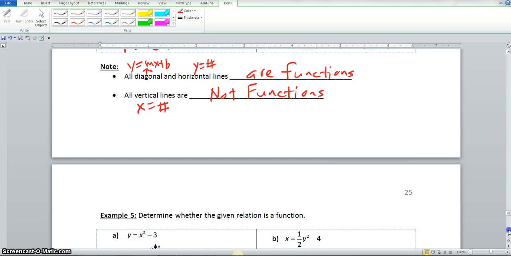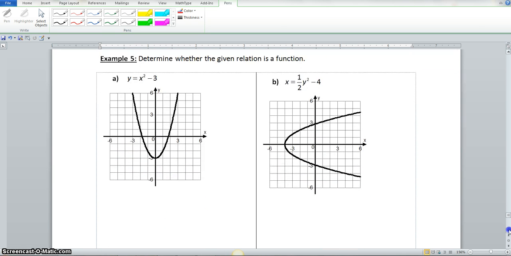Okay, now we go to the next page. It says determine whether the given relation is a function. Now we have y is equal to x squared minus 3. No matter where you draw a vertical line here, it would only hit once. Hit only one point on this graph. So this is a function.